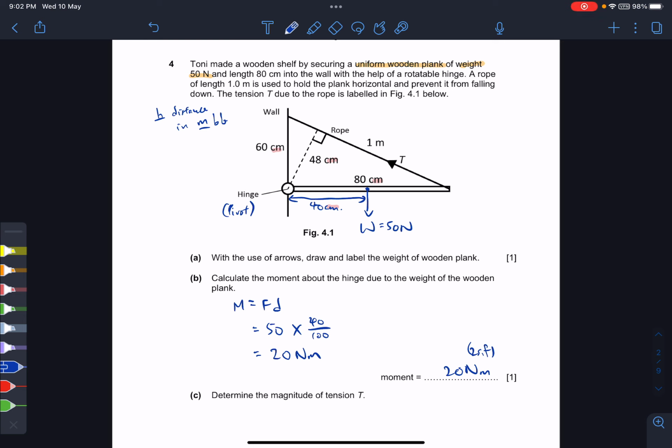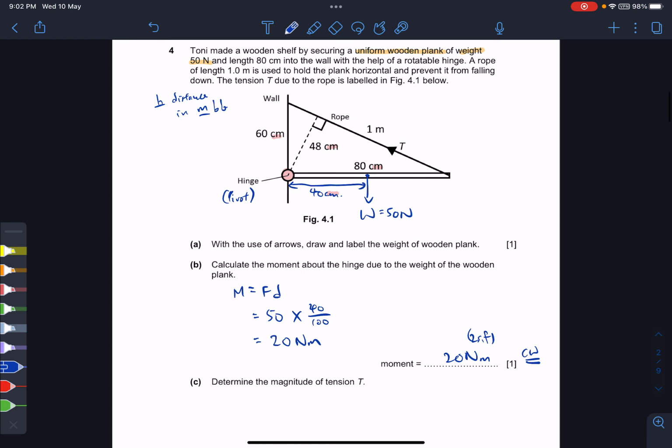In fact, you can even go the extra mile and tell me whether this moment is clockwise or anti-clockwise. You realize that it is going to be clockwise, because the pivot doesn't move and your force will move this way. So there is a clockwise effect. This is actually in the clockwise direction, just like how the clock works.